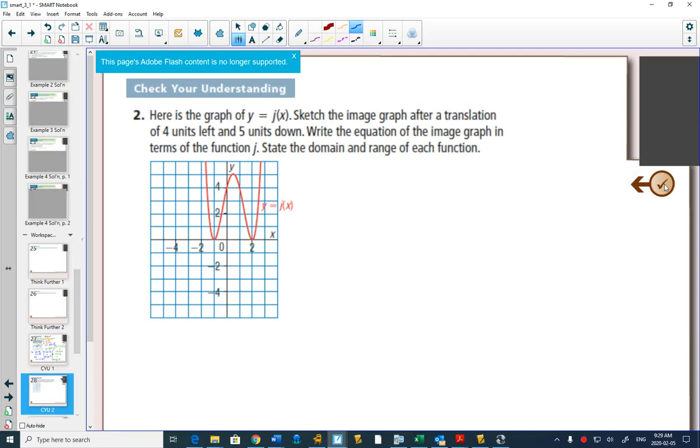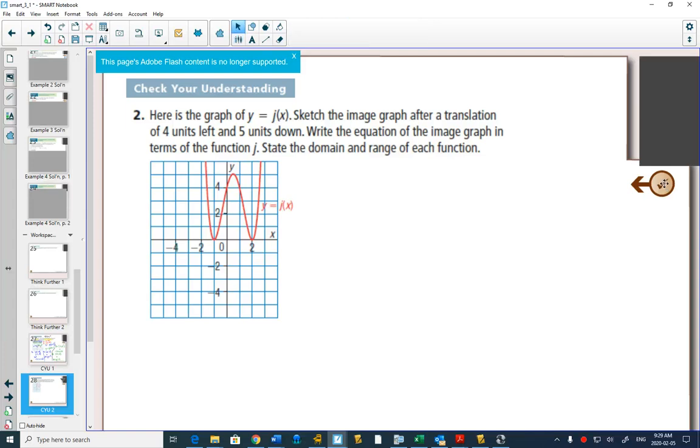Here's the graph of j of x. Okay? A couple units from now, you'll know that that's a polynomial graph of degree 4. But right now, it just looks like a w, and that's fine. So we've got a w graph that they call j of x. They should have called it w of x, but whatever. Sketch the image after a translation of 4 units left and 5 units down.